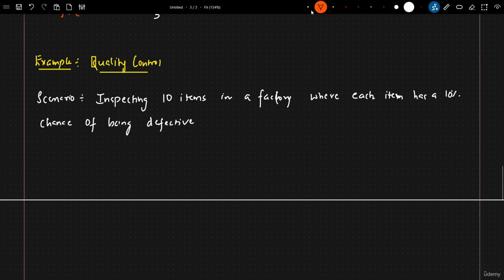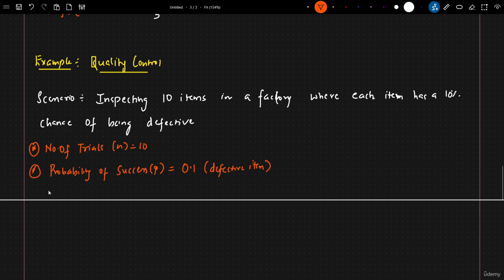So first of all, here I'm going to put down some information. Number of trials: my n value will be 10. Then the probability of success, which is nothing but p, let's say 10%. So 0.1 is my defective chance. This is basically my defective item out of 10. Probability of success basically means the item being defective.